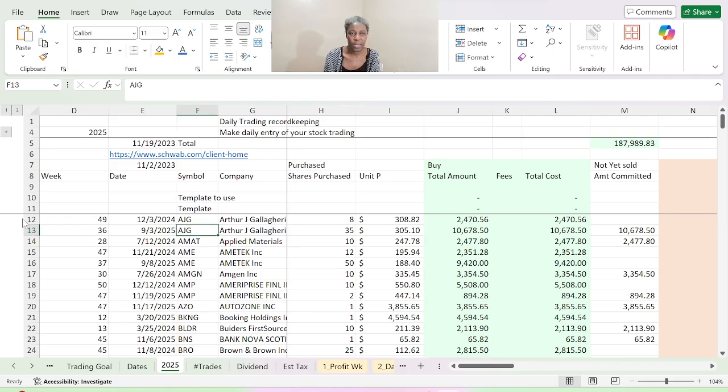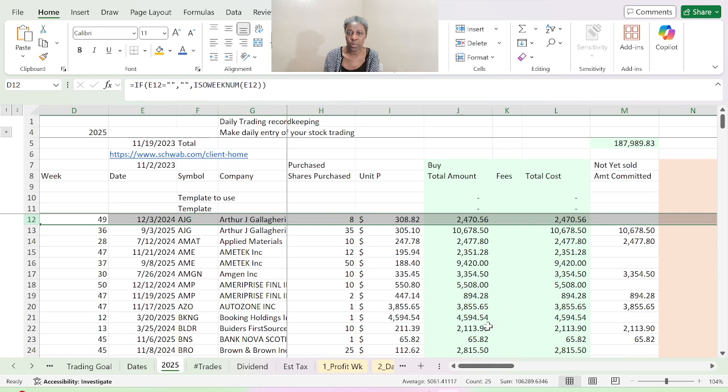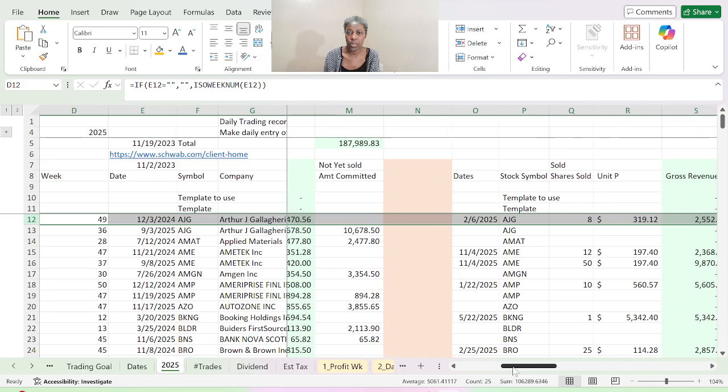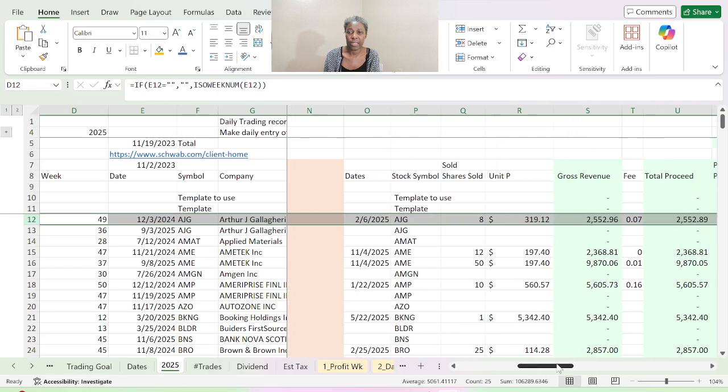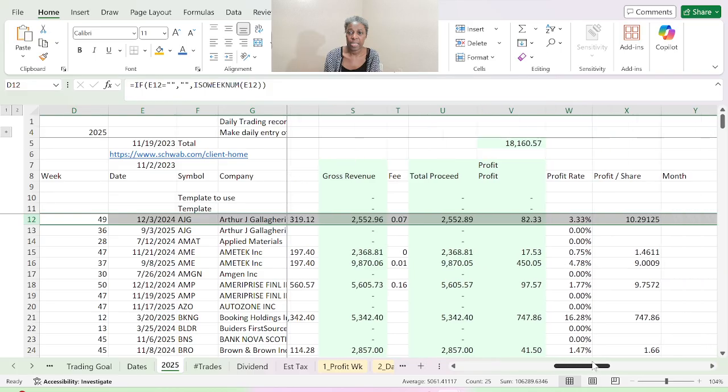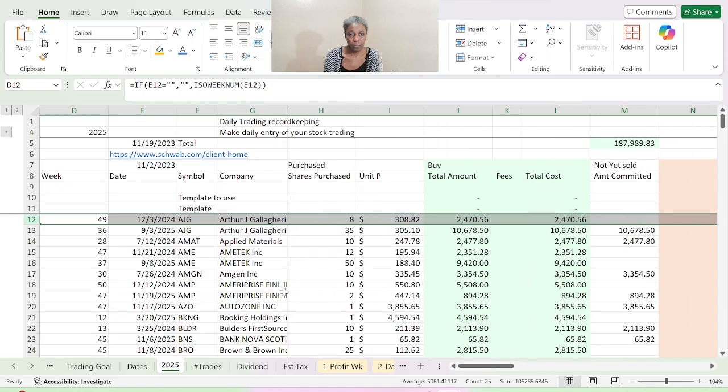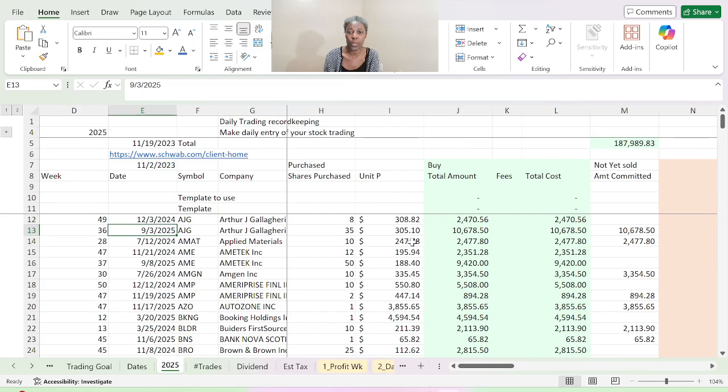So the one that we purchased and sold, we purchased it at $308 in December 2024, and we sold it two months later or so for $319 a share, and that was $10 profit per share or $82 total, and that was a 3% return there. And we purchased it again in September for $305, and we have not sold it yet.